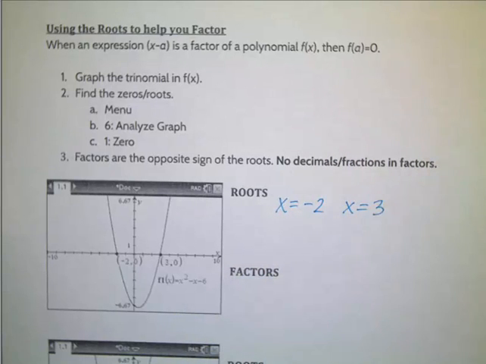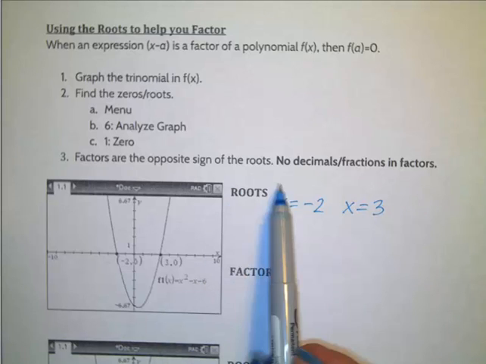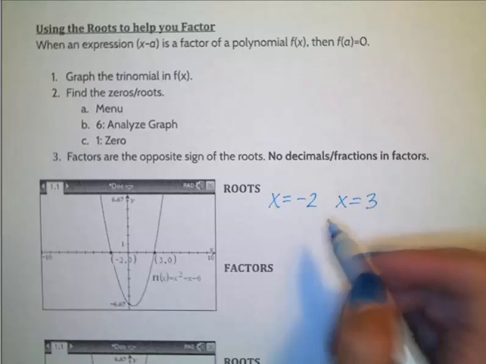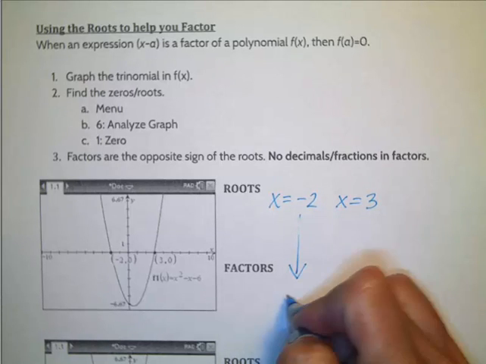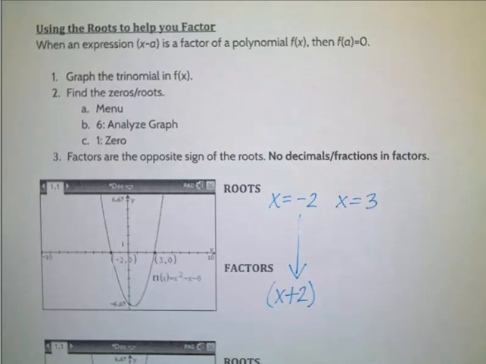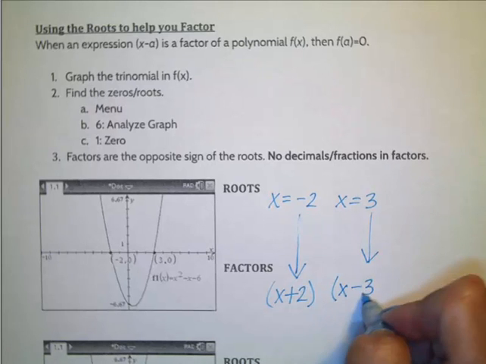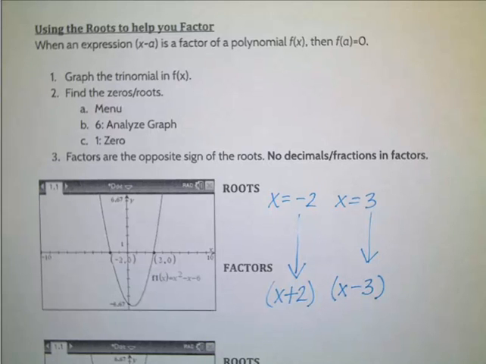And then the best part is that the factors are the opposite sign of the roots, and you're never going to use decimals or fractions, okay? So when I factor this, if my root is -2, my factor is x plus 2. If my root is +3, my factor is x minus 3. And if I graph that, I get exactly the same graph.